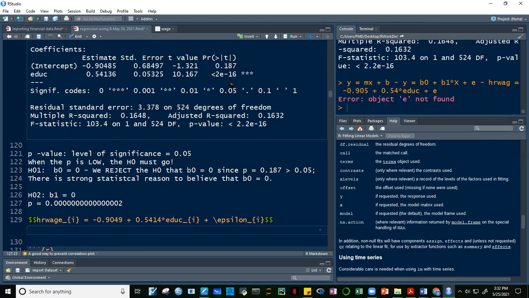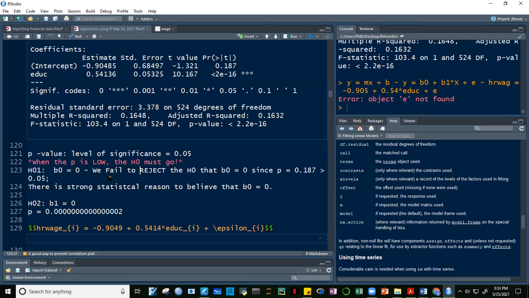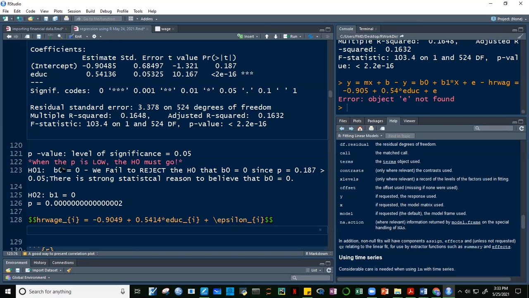Okay, so anong conclusion natin? Di ba? When the P is low, the null must go. Right? So anong conclusion natin? We fail to reject or we reject? Ay, sorry. Mali ako dito. Sorry, we fail to reject. Okay, hindi natin pwede i-reject to. Pag sinabi natin hindi natin ma-reject, so possibly B sub 0 is equal to 0. No? So there's strong statistical reason to believe that beta null is equal to 0.